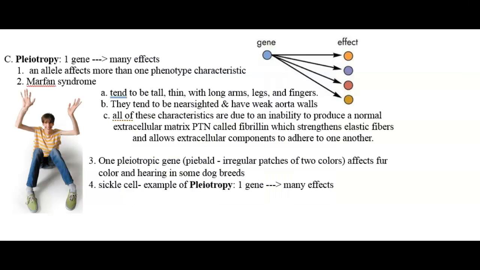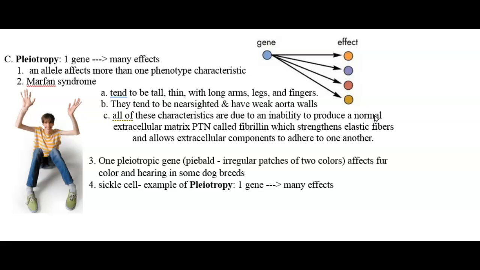Another non-Mendelian example is pleiotropy. One gene will have many effects. So an allele can affect more than one phenotype characteristic. It may control several different and unrelated traits. Here's an example. One gene will have many effects. You might not think they were related at all. One example is Marfan syndrome.